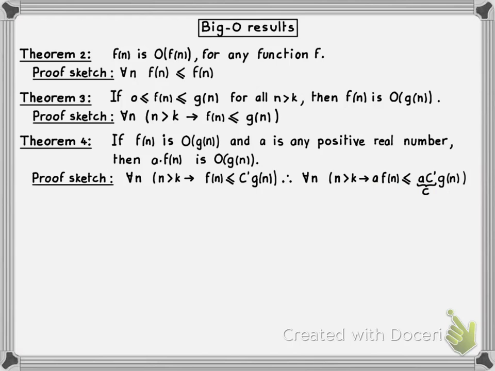So what this theorem is saying is that if you know that f of n is big O of g of n, you can multiply that function by any positive real number. The resulting function is still big O of g of n. And the reason for that intuitively is because the multiplicative constant a does not make a difference in the big O relationship, since that constant gets folded into the constant that is already present in the definition of the big O relationship.